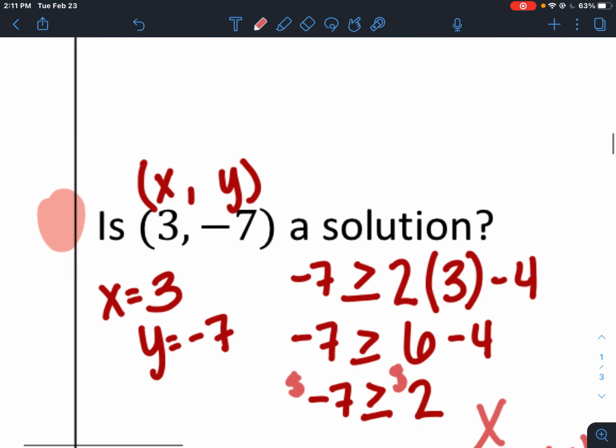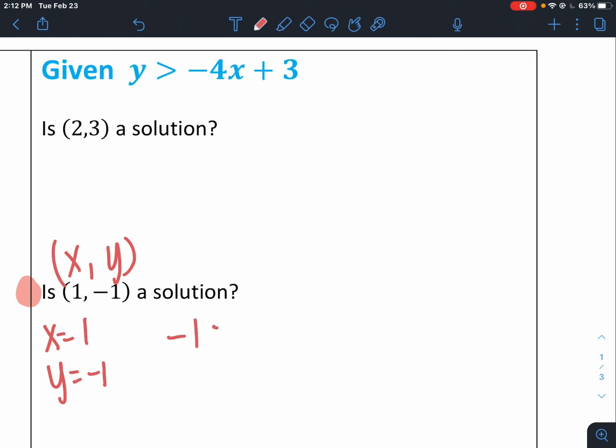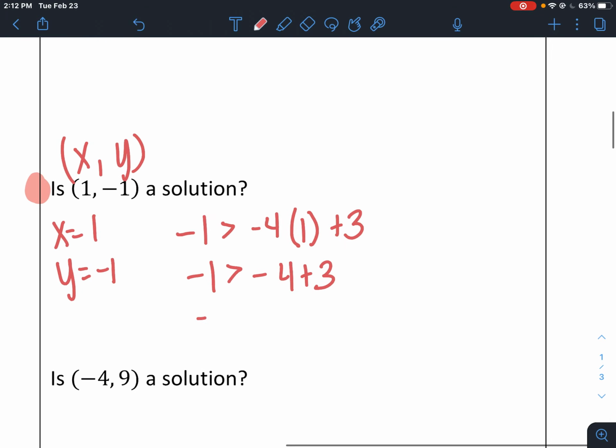Okay, then let's do this next one over here because this one always tricks students up a little bit. So we're given a new inequality. y is greater than negative 4x plus 3. So here's our x value and our y value. x is 1, y is negative 1. So negative 1 is greater than negative 4x, x is 1, plus 3. Negative 1 is greater than negative 4 plus 3. So we get negative 1 is greater than negative 1.